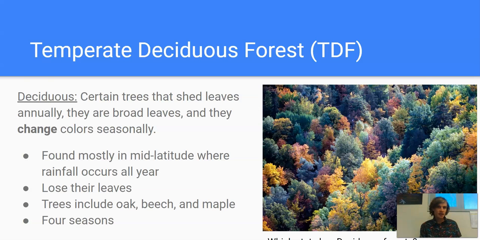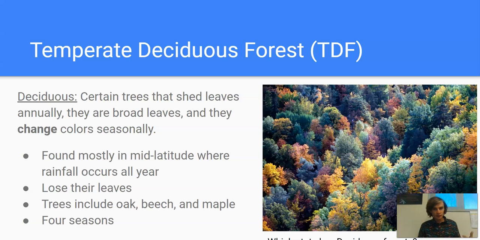First one we're going to talk about is a temperate deciduous forest. Also, you can abbreviate it as TDF. Deciduous is a word that means trees that shed their leaves annually, which means once a year. They have big, broad leaves, and they change their colors during the seasons.